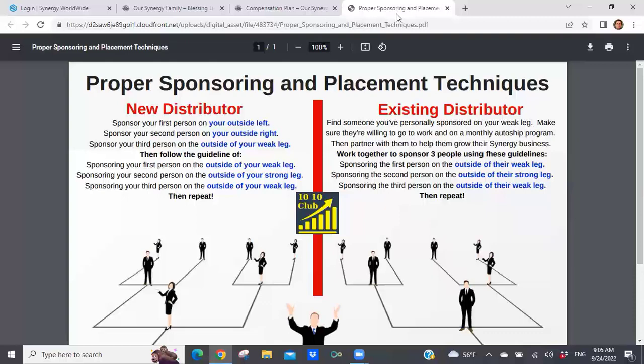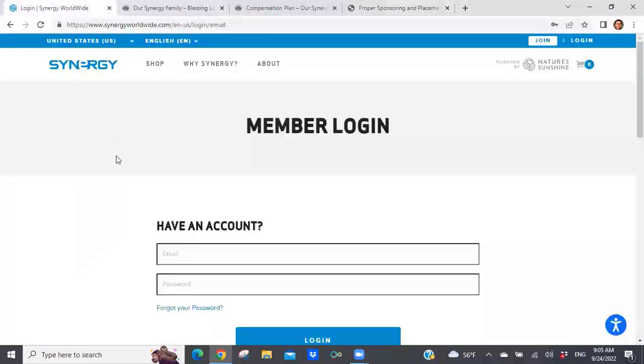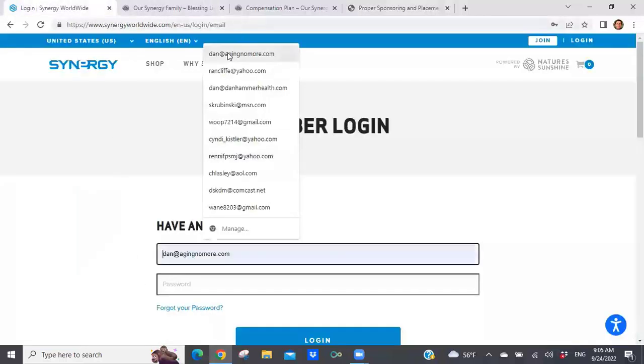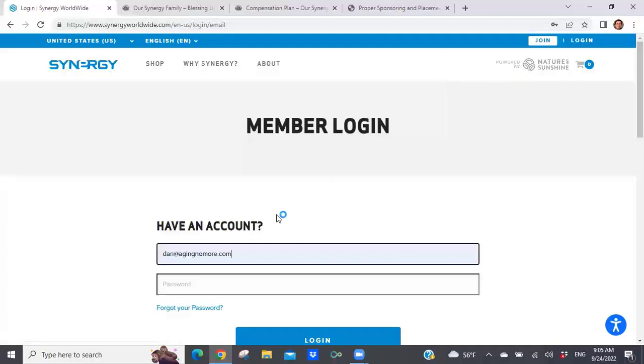So when we go back to a new distributor and an existing distributor, there are different techniques on proper sponsoring and placement based upon whether you're a new distributor or an existing distributor. Now, I want to bring one other thing into play before we get started. If you go to your Synergy Worldwide back office, I'll have to come back in again. Give me a second here.